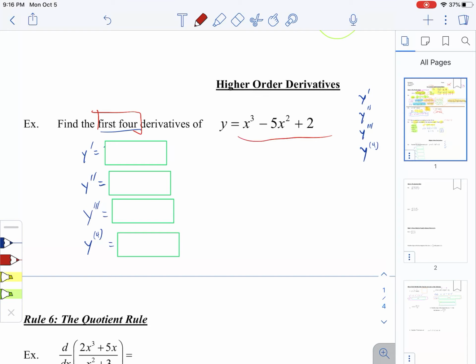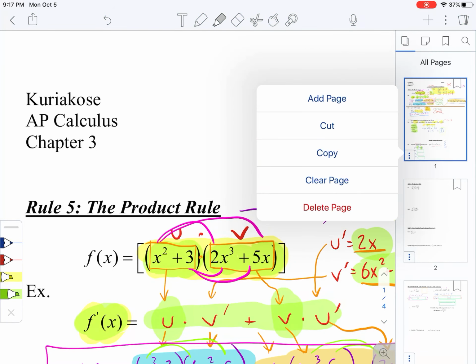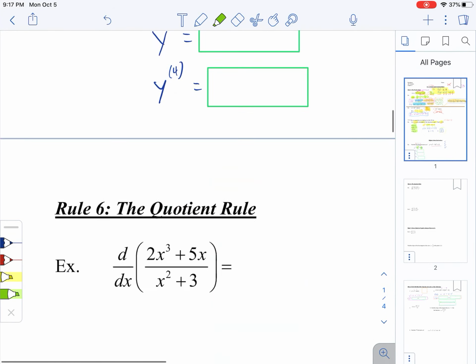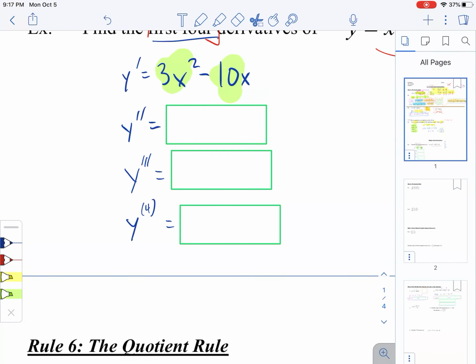Okay, well, look at this thing. This is y. y prime, that's the easiest power rule ever. That's like under 5 seconds. There you go: 3x squared minus 10x. To find the second derivative, I just use the power rule on the first derivative. Just keep going. Okay, well, that's easy too. That should be really simple too. y double prime, or second derivative, is just 6x minus 10.